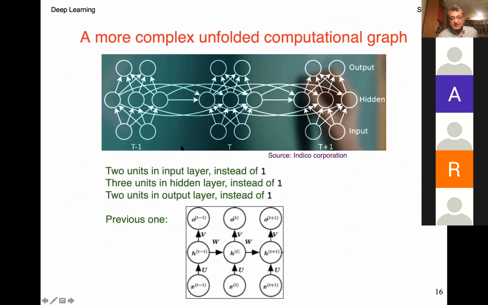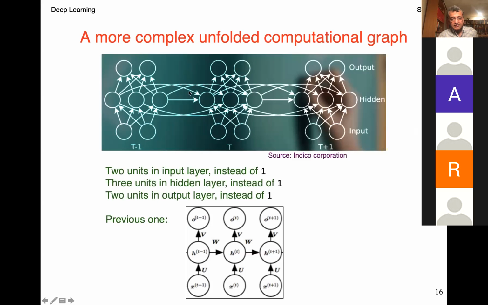This showed a recurrent neural network, at time t minus 1, time t, and time t plus 1. And here are a couple of inputs. They show explicitly, not just by one node, but by two nodes here, as if it's a neural network with 3 units in the hidden layer and 2 output units.